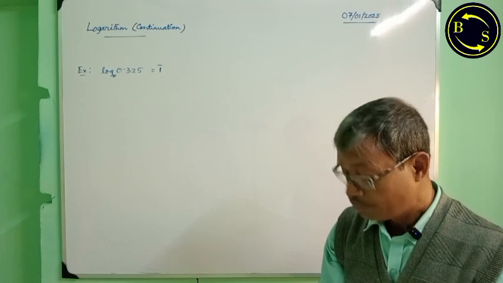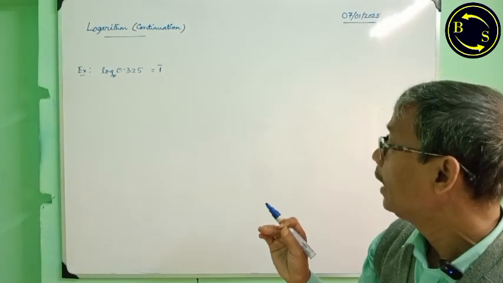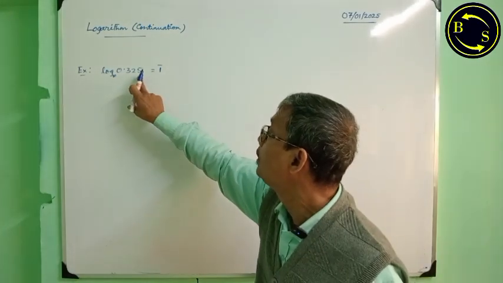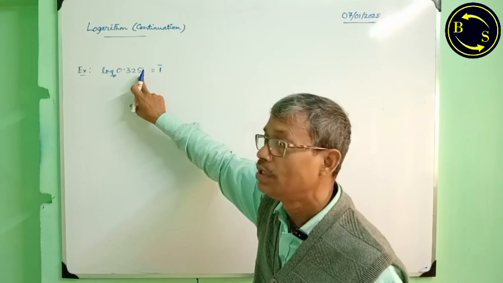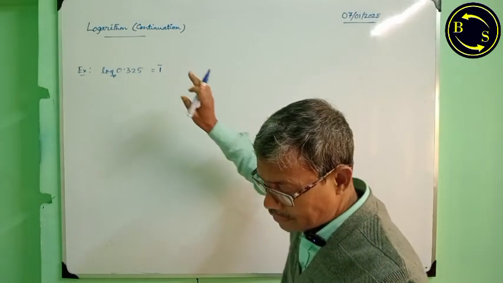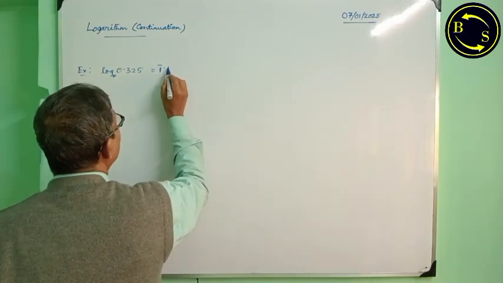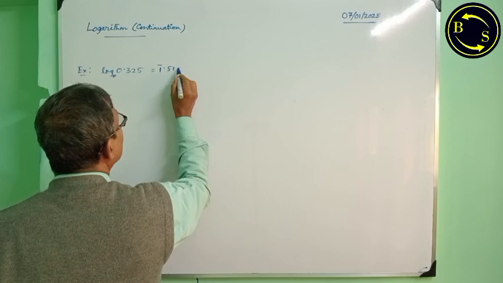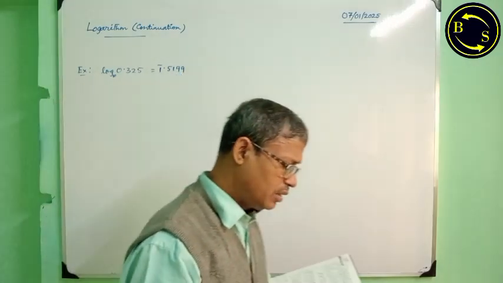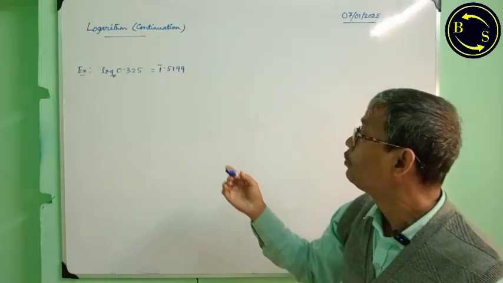We follow the row headed by 32 and the column having 5 at the top in the same row, and we find that 5199. Let me repeat how to find.